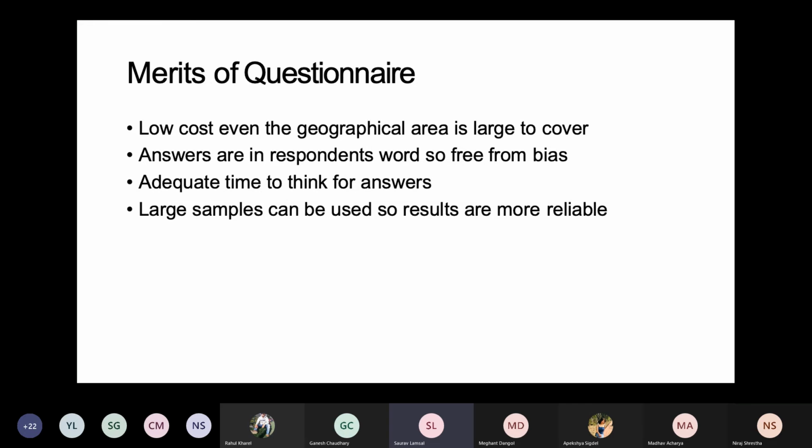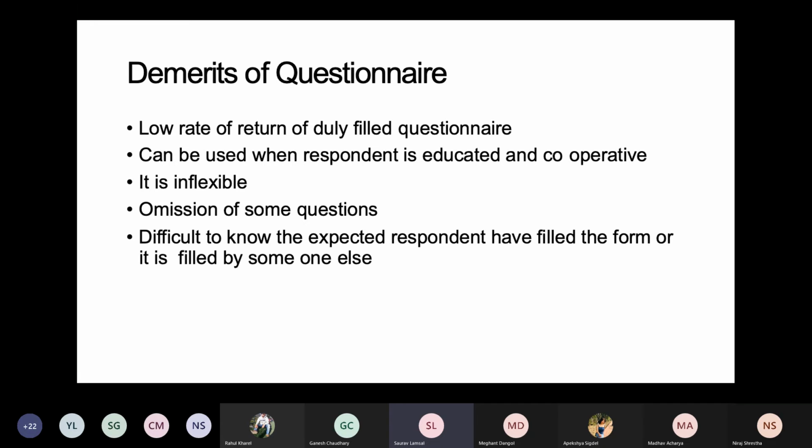If you email the questionnaire or send it through the post or something like that, then the respondent has enough time to think about the answer. Okay, and a large sample can be used, so the results are more reliable. That is, a large coverage means this is for generalization purposes. Okay, so the demerit: low rate of return of duly filled questionnaires.